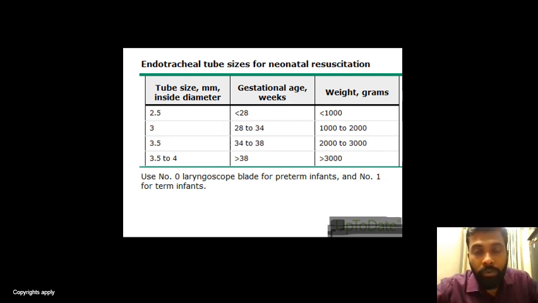Okay. And laryngoscope size, number 0 laryngoscope blade is used for preterm infants, and number 1 size is used for term infants. Okay. There is a 00 size also which is used for extremely preterm infants. Okay. And one more characteristic of laryngoscope blades that are used for neonatal intubation or resuscitation is that they are straight blades. Okay. For adults and older children we use curved blades, whereas for neonatal resuscitation it is always a straight blade.